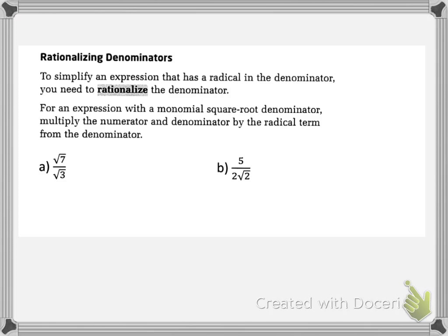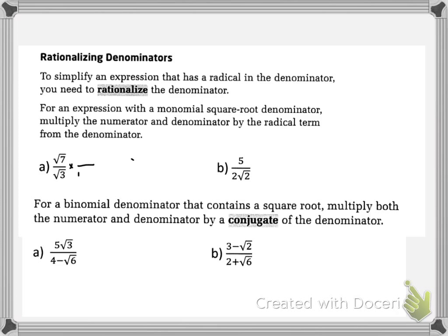The simplest of the cases is where we have something like root 7 over root 3. We can't leave root 3 in the denominator. So what we do is we multiply the top and the bottom by root 3. In the bottom, we're going to get root 3 times root 3, which is root 9, or 3. And at the top, we're going to get root 21. That's it. Cleans it up, we're done.